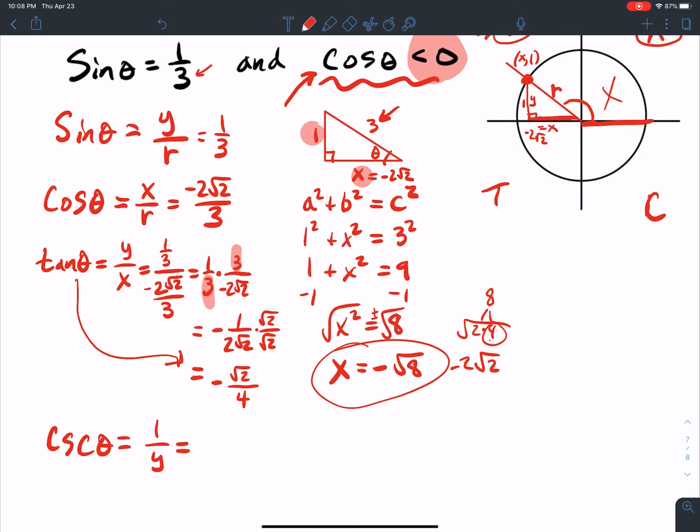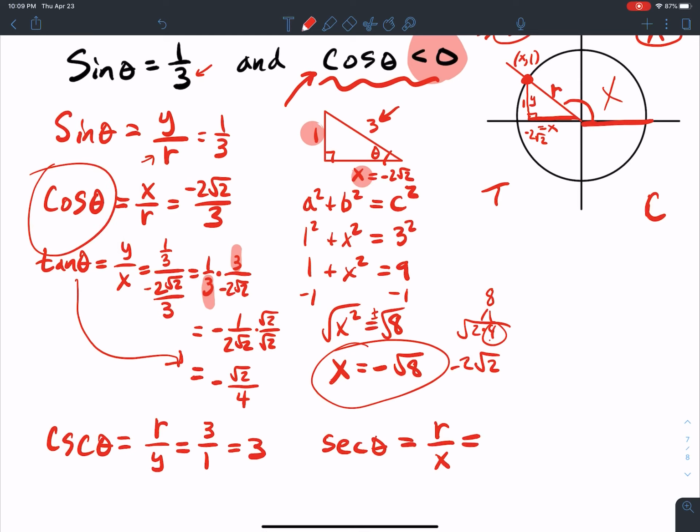Okay, actually it's y over r, right? Well, y over r is the reciprocal of sine. So that's 3 over 1, which is just 3. Okay, no biggie there. Now, secant of theta is equal to r over x, the reciprocal of cosine.